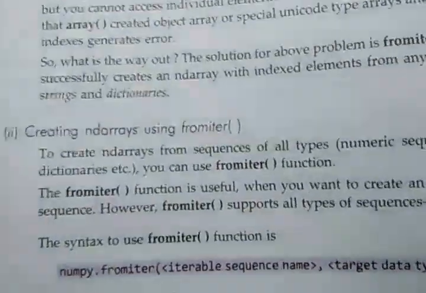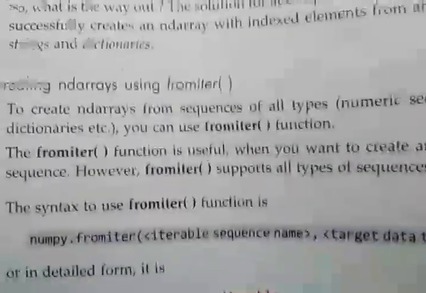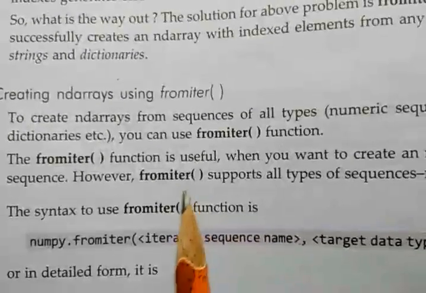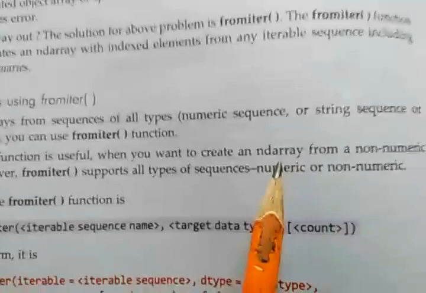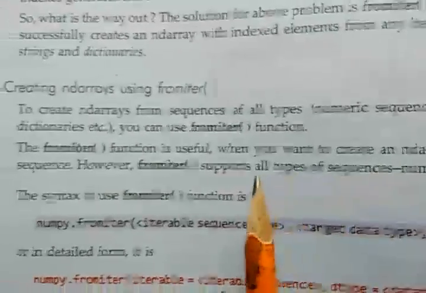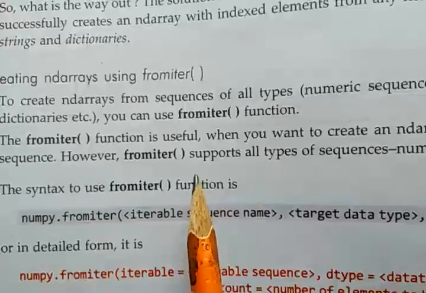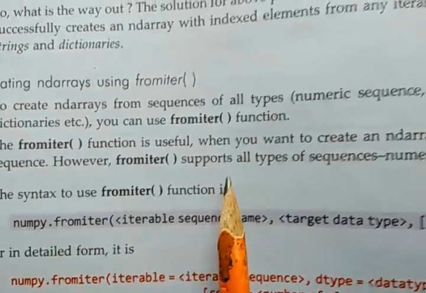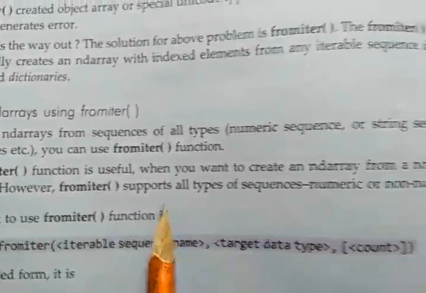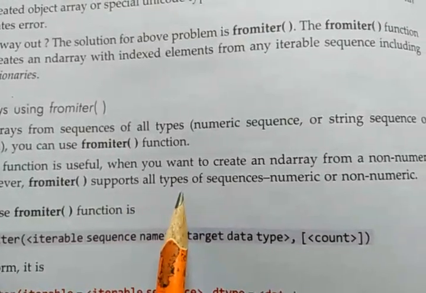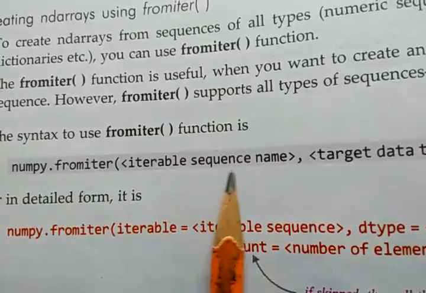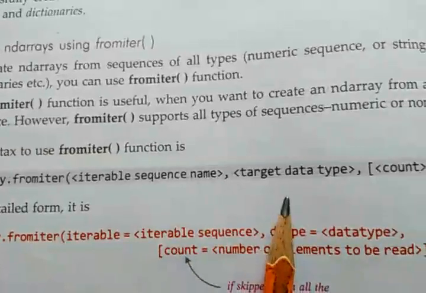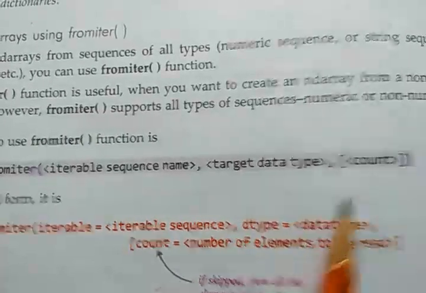Now the next topic: we can create an ND array using the fromiter function. The fromiter function is useful when you want to create an ND array from a non-numeric or numeric sequence. The fromiter function supports all types of sequence, numeric or non-numeric. The syntax is numpy.fromiter, with an iterable sequence variable and the target data type, and this is the optional portion, the count.